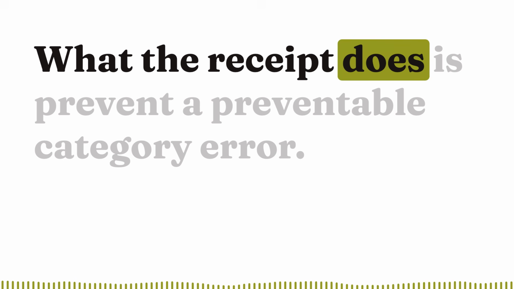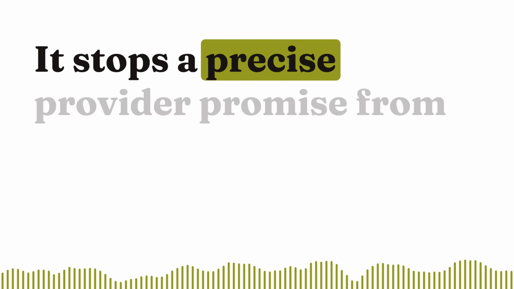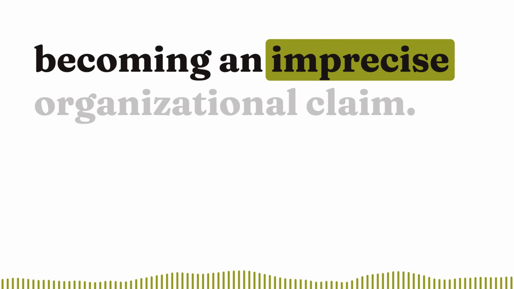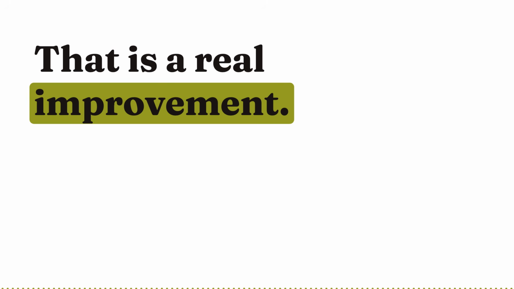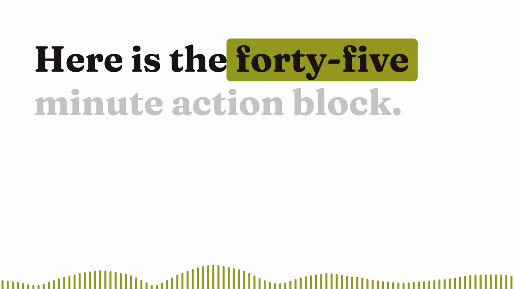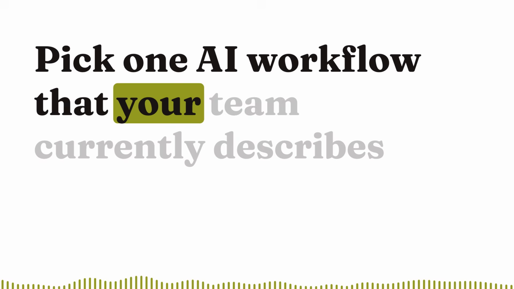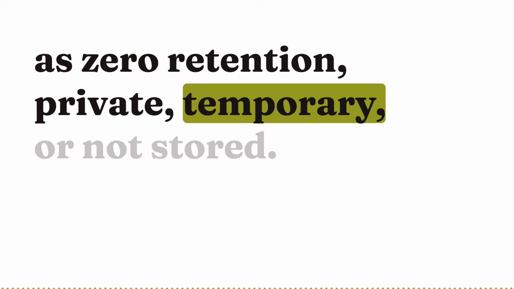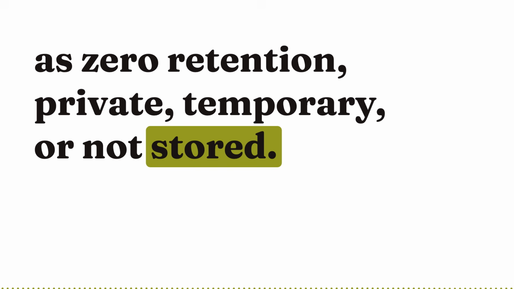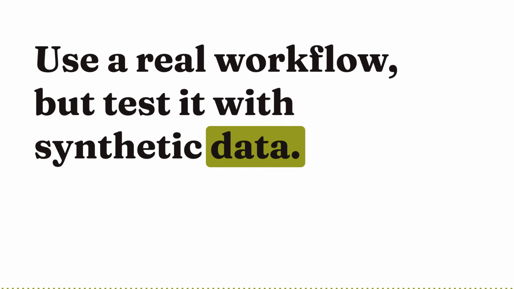What the receipt does is prevent a preventable category error. It stops a precise provider promise from becoming an imprecise organizational claim. That is a real improvement. Here is the 45-minute action block. Pick one AI workflow that your team currently describes as 0 retention, private, temporary, or not stored. Use a real workflow, but test it with synthetic data.